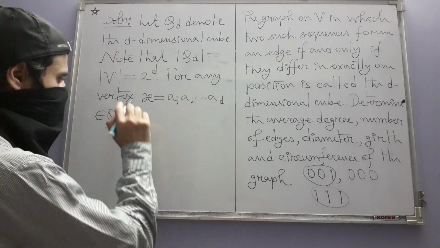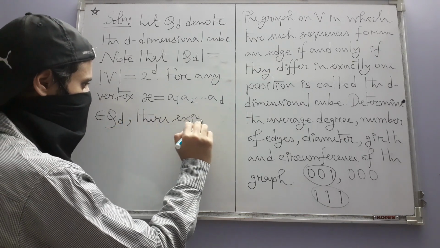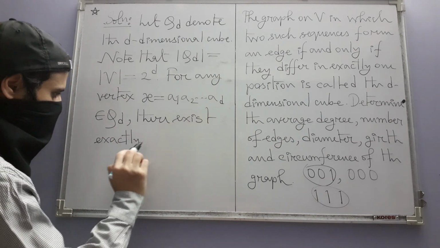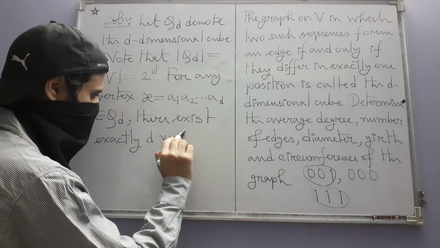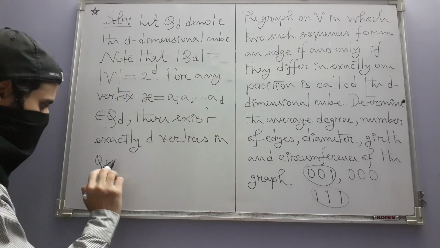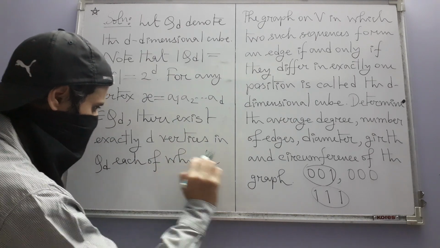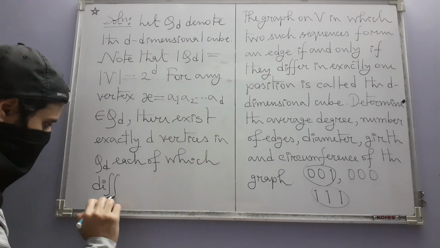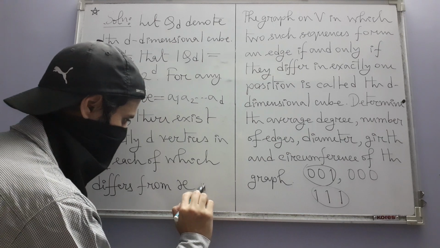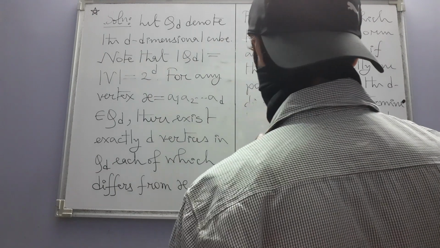So for any such vertex, there exist exactly d vertices in Qd, each of which differs from x in exactly one position. The question is how?